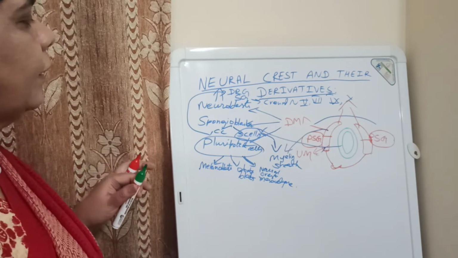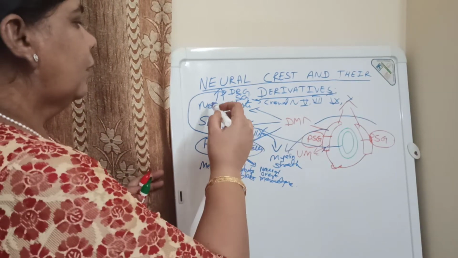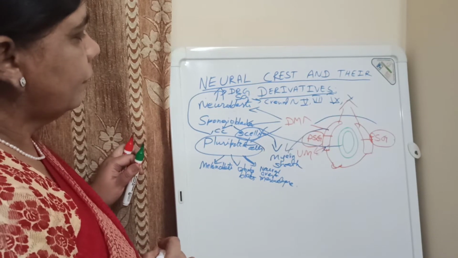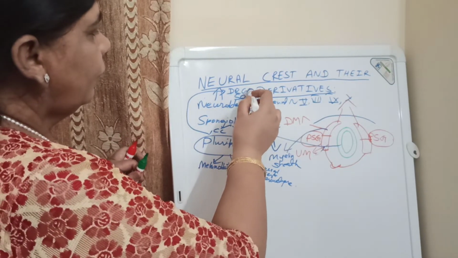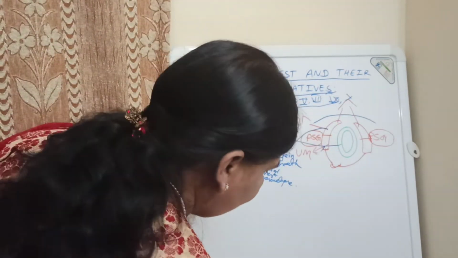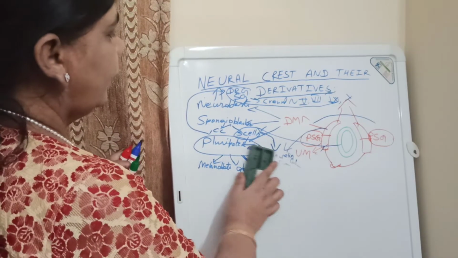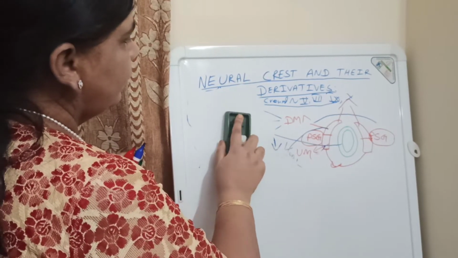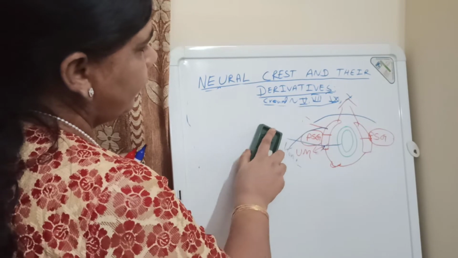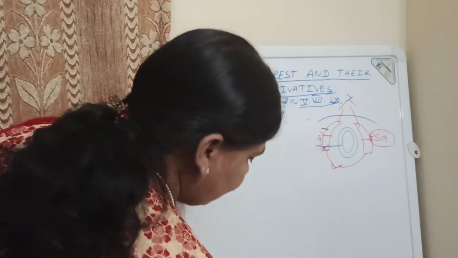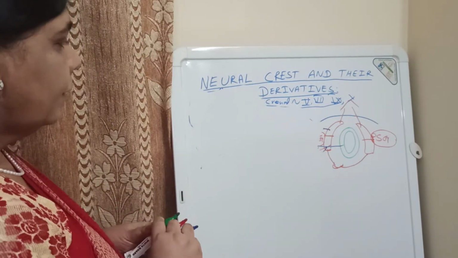So these are the derivatives of the dorsal mass. In one sentence, if we have to tell the importance of the dorsal mass, they give rise to the peripheral nervous system. So that is about the dorsal mass. Now we will see the ventral mass. Ventral mass gives rise to two types of cells.